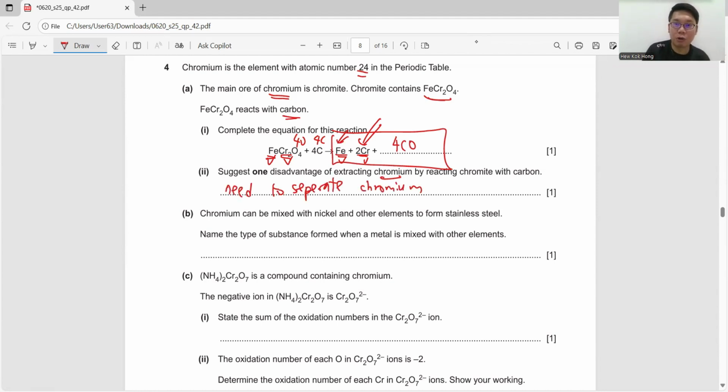We need to separate chromium from iron. Next, chromium can be mixed with nickel or other elements to form stainless steel. Name the type of substance formed when a metal is mixed with other elements: alloy.